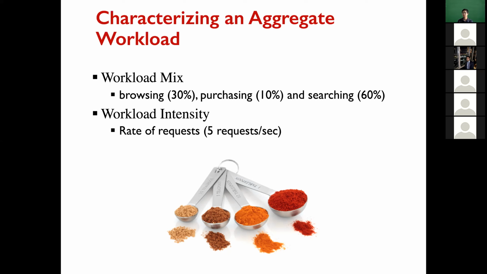For example, within 1 hour there are 300 requests. Then 30% of them are for browsing, so we can have 90 browsing actions in our workload. Purchasing is 10%, so we can have 30 actions for purchasing, and the rest of them for searching. This is how we use the aggregate workload to design our test load.